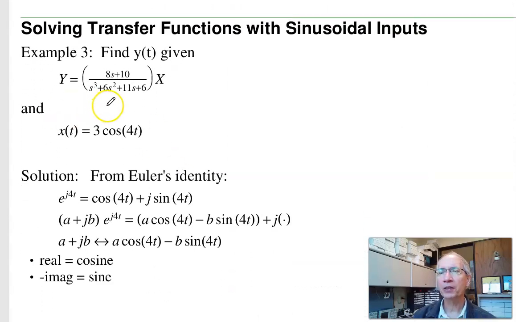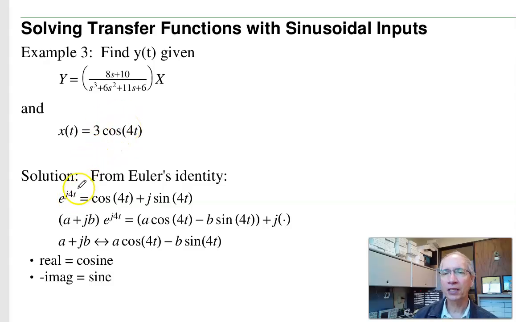There's an easier way to solve this problem. This is using a thing called phasors. Now, if the input was a complex exponential, that'd be nice, because the derivative of e to the st is just s e to the st, second derivative is s squared. I like exponentials, but that's not an exponential.